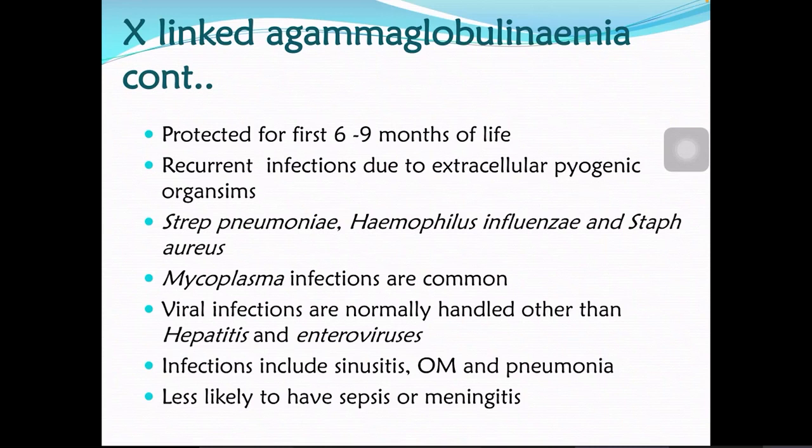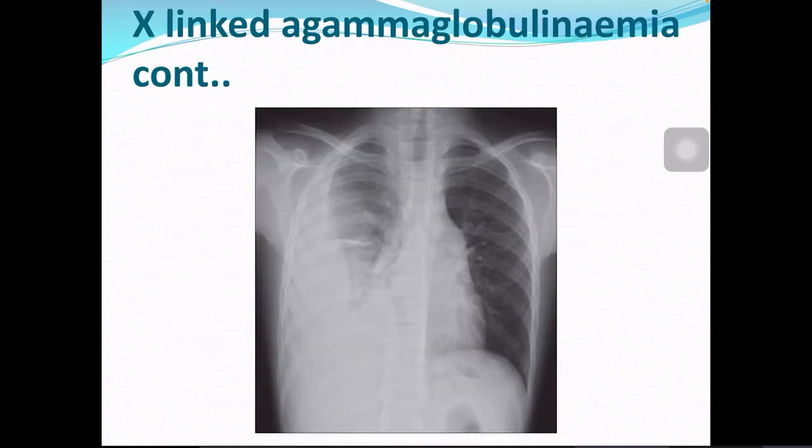The infections they have are usually what are called sinopulmonary infections. So they tend to have sinusitis, otitis media, and pneumonias. They are less likely to have sepsis or meningitis. So this is just to elaborate: a very severe pneumonia in a patient with agammaglobulinemia. You can see that the pneumonia, probably starting off in the lower lobe, has now extended to the middle and almost the upper lobe.